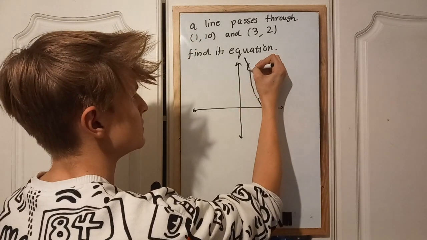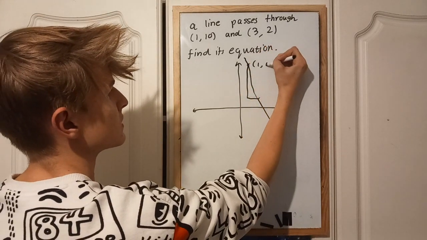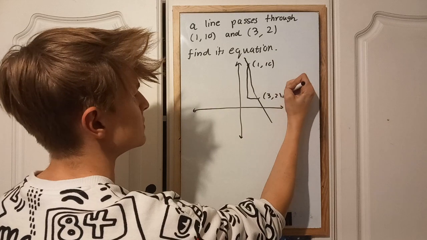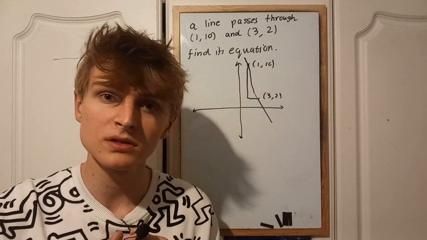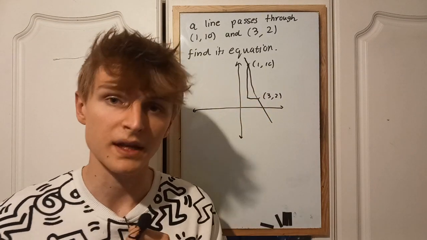So, we can do this triangle here, connecting the 2 points we already know about, 1, 10 and 3, 2. And then just by looking at the coordinates, we can calculate here, this y value and this x value, divide them and get the gradient.